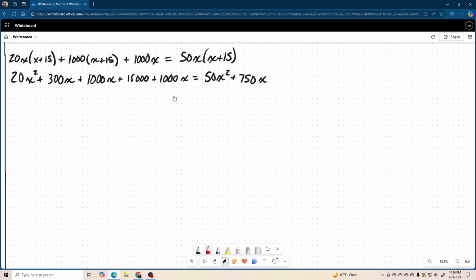So now we just have to combine like terms. Okay. We have an x squared over here. There's no other x squareds. We have a plus 300x. We have a plus 1000x. And we have a plus 1000x. Okay, so those are the only pieces that are in common. Cool. So we have 20x squared plus, was it 2300x?